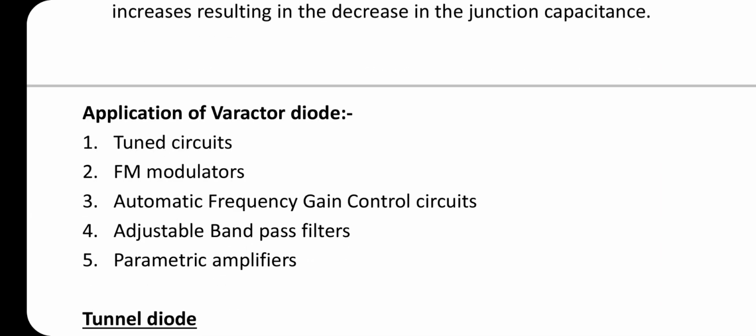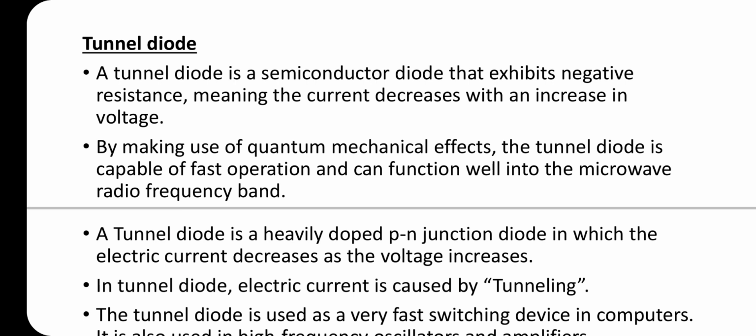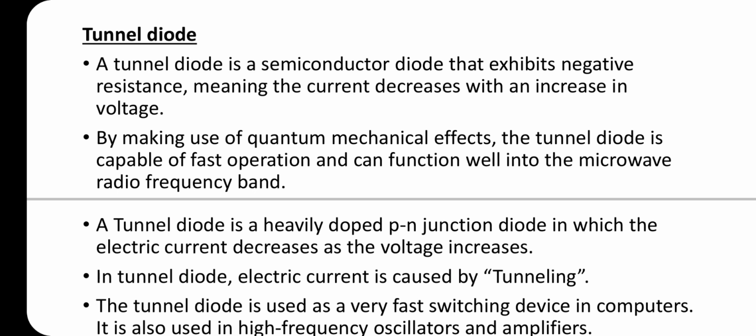Application of varactor diode. It is used in tuned circuits, FM modulators, automatic frequency gain control circuits, adjustable bandpass filters, parametric amplifiers. What is tunnel diode? A tunnel diode is a semiconductor diode that exhibits negative resistance, meaning the current decreases with an increase in voltage. By making use of quantum mechanical effects, the tunnel diode is capable of fast operation and can function well into the microwave radio frequency band.